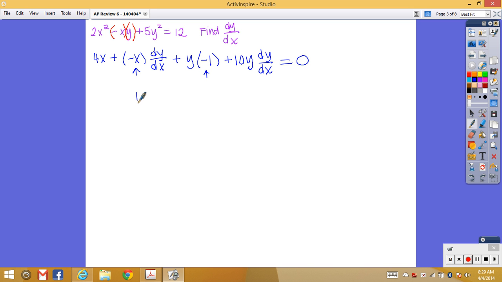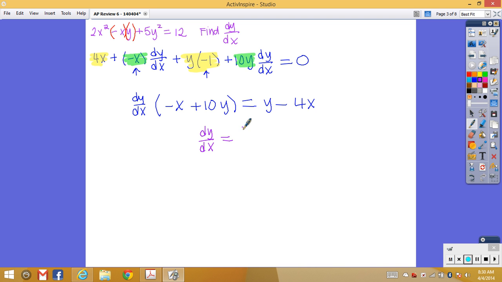So at this point, I'm going to collect all the terms with a dy/dx, and I'm actually going to just factor it out too. So just so you see the term, I'm going to factor out the negative x and the 10y. So negative x plus 10y, because they have the dy/dx's, and then the terms that don't have a dy/dx, this term and this term, I'm going to move to the other side of the equation. So I end up with positive y minus 4x, and therefore my last step would be dy/dx is equal to y minus 4x over negative x plus 10y.